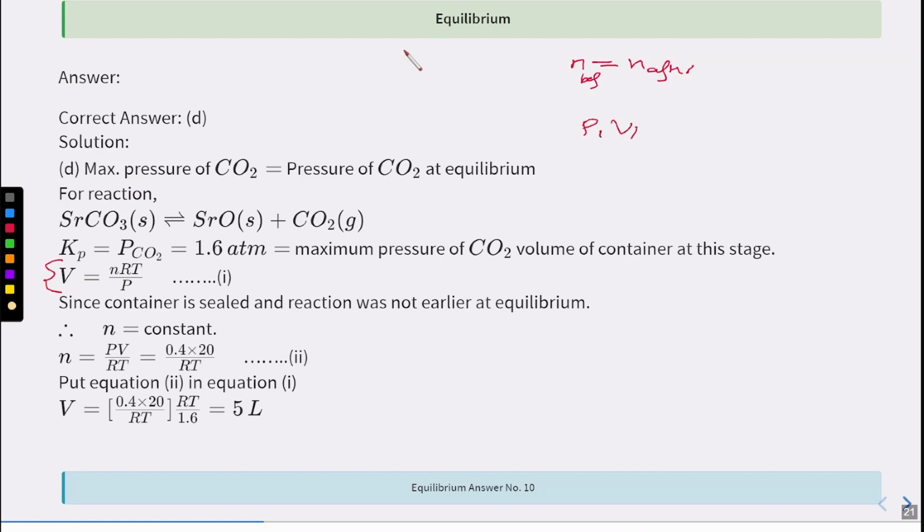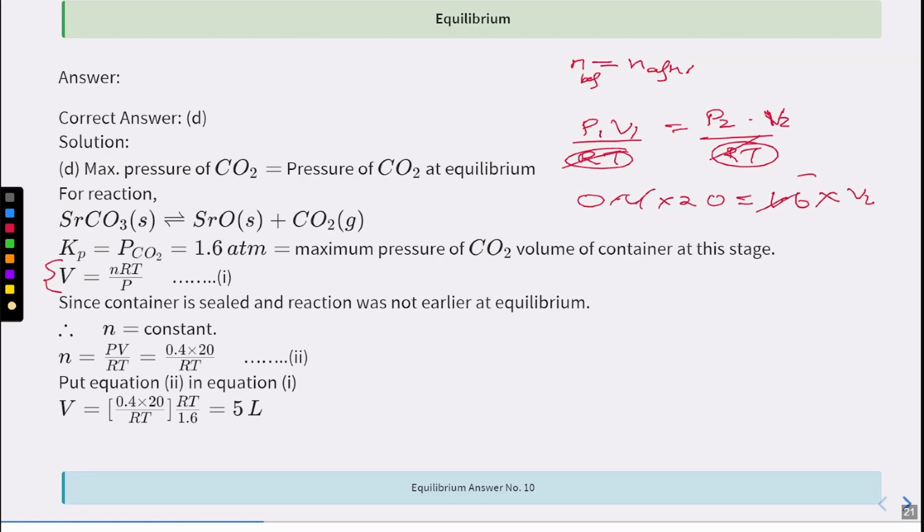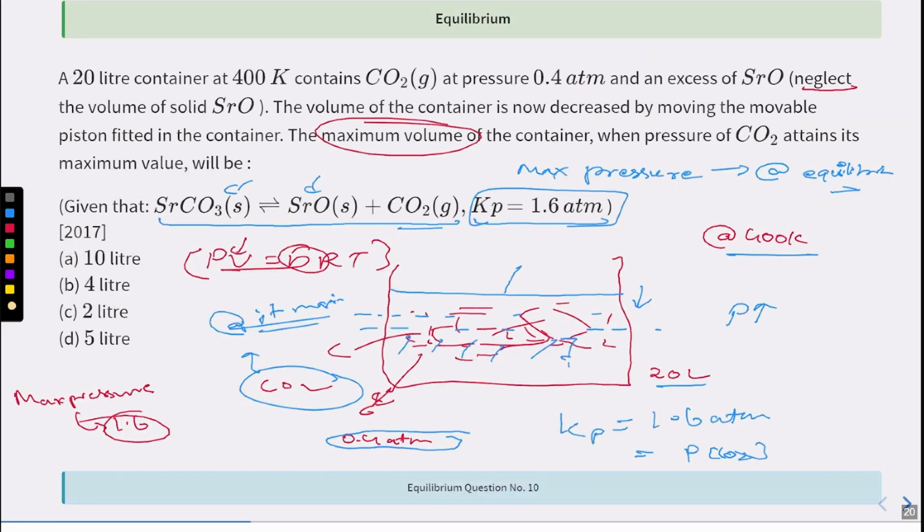So that would be P1 V1 by RT. And here P2 will change, V2 will change, and then you have RT. Now RT will remain constant, so I can just cancel it out. P1 was 0.4 and V1 was 20. P2 will just become 1.6 like we just saw, and then I have to calculate V2. 4, and then that becomes 5. So your V2 is actually coming out to be 5 liters. Quite a simple question. So here the correct option is going to be option D.